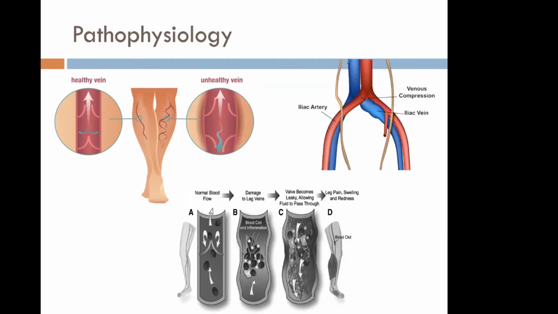Now, obstruction may occur as an extrinsic compression, as you can see on the top right screen, where the right common iliac artery compresses the left common iliac vein. And that's called May-Thurner syndrome. And it's quite common, and you'll see, as well as on the patients that I will quickly share later on, that these patients also had this May-Thurner syndrome.